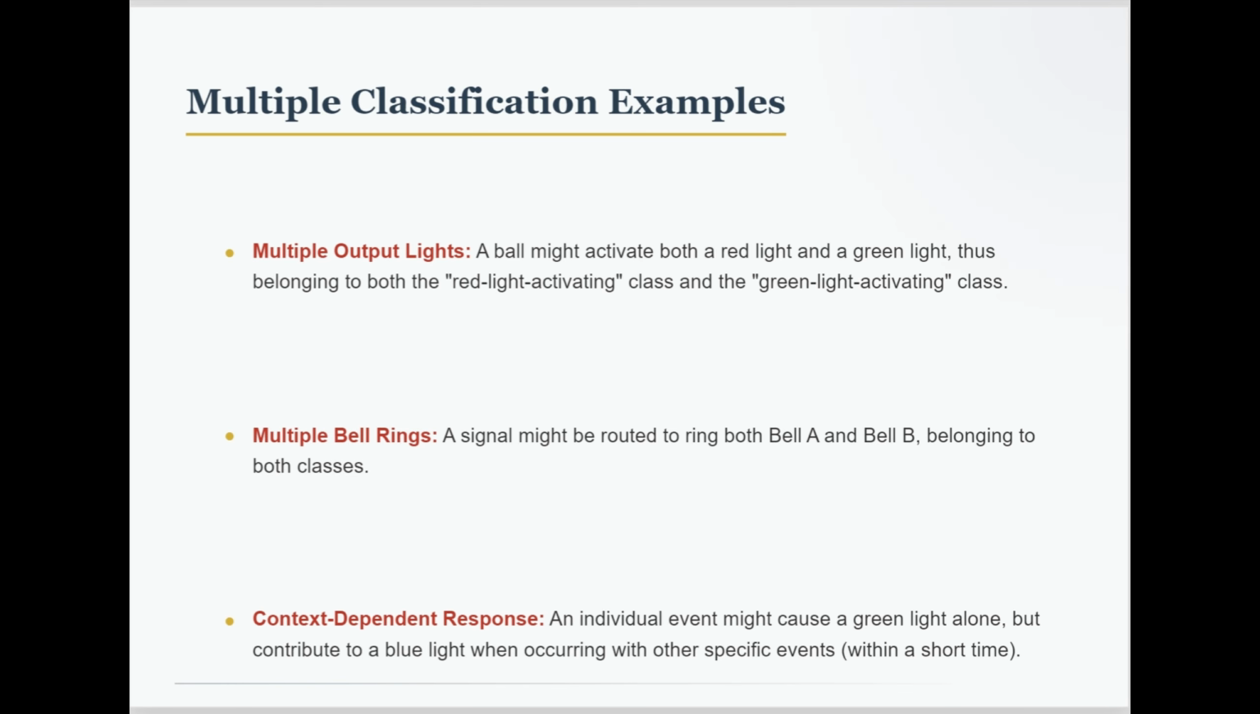Now for the context-dependent one. Imagine a machine where a single impulse from sensor X usually turns on a green light. But if that impulse from sensor X arrives within 50 milliseconds of an impulse from sensor Y, the machine instead turns on a blue light. The same initial event, the impulse from X, gets classified differently depending on its temporal neighborhood. It's contributing to a different response class based on the company it keeps.